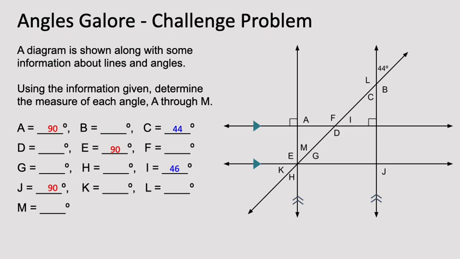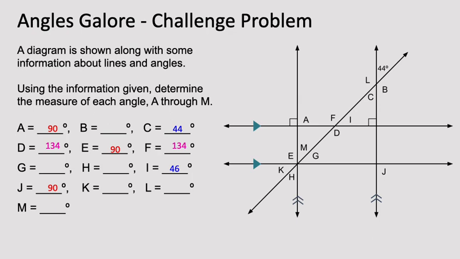Now, right next to angle I is angle D. They form a linear pair. So let's do a subtraction problem. 180 minus 46 to get me 134 degrees for the measure of angle D. Now the measure of angle F is also 134 degrees because they are vertical angles.